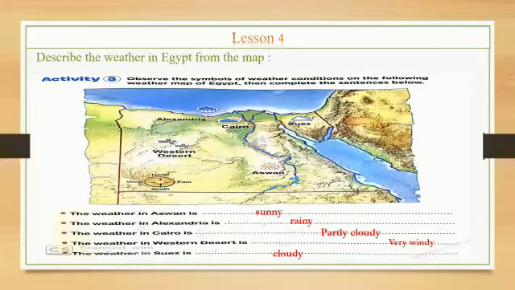Number three, in Cairo, we look at the map, very good, partly cloudy. Number four, in Western Desert, very good, very windy. Number five, the last one, Sinai, very good, it is cloudy.